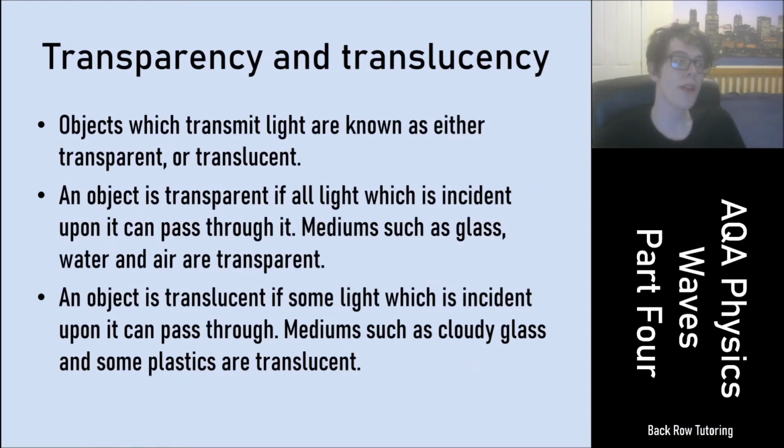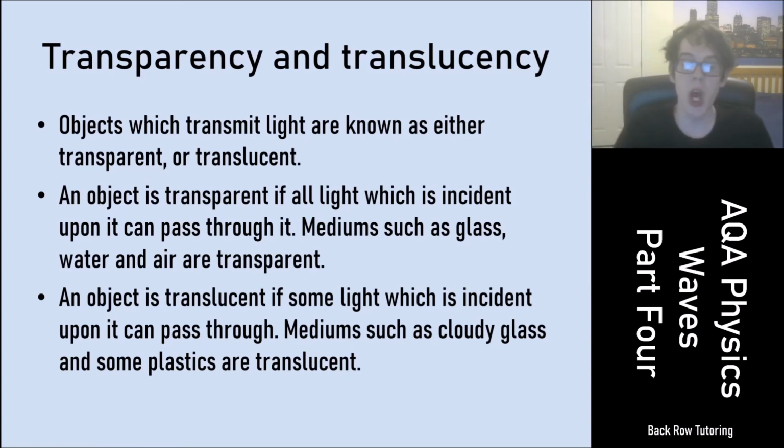So that's all well and good for opaque objects. And when I say opaque, I mean objects which you can't see through. But what about transparent or translucent objects? Well, objects which transmit light are known as either transparent or translucent. An object is transparent if all light which is incident upon it can pass through it. Mediums such as glass, water and air are transparent.